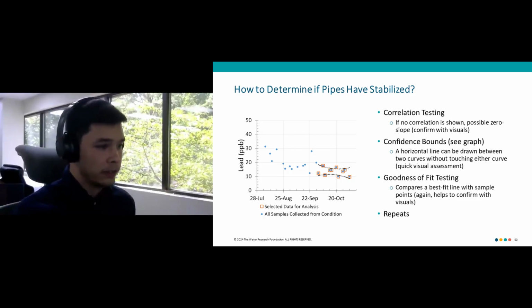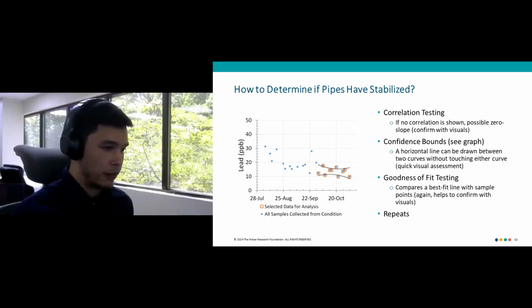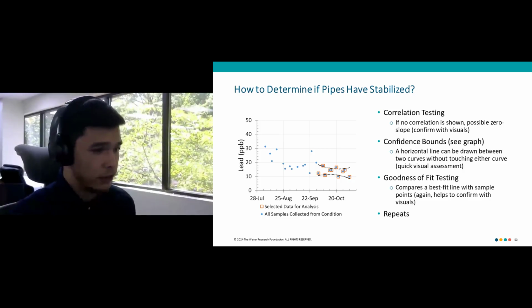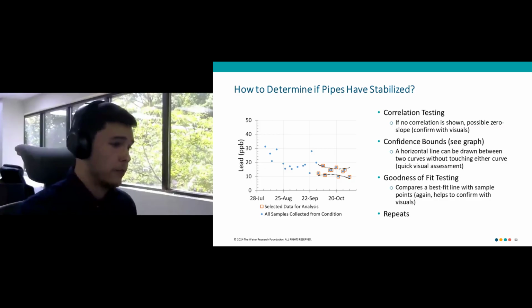You could theoretically just use the values and make a value line between those curves, but this is a very quick method to do using a graph. And then finally, a goodness of fit test is also mentioned. This is a type of test that we could use to test for data tightness.